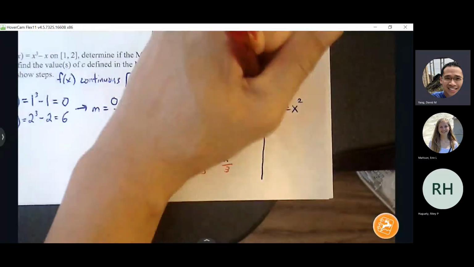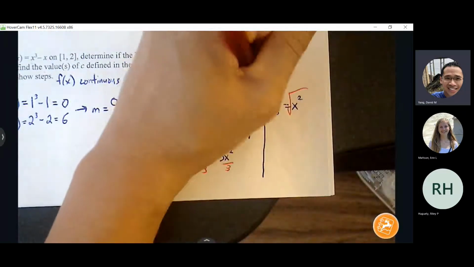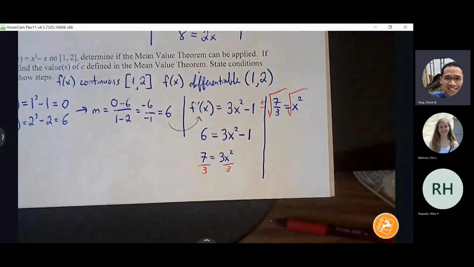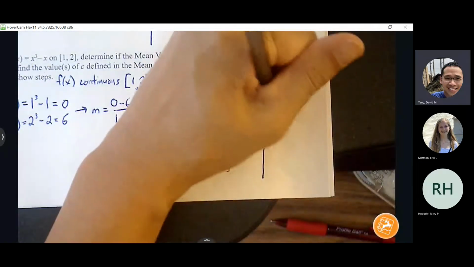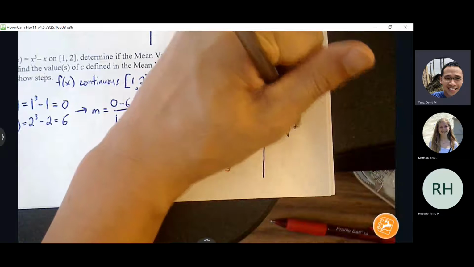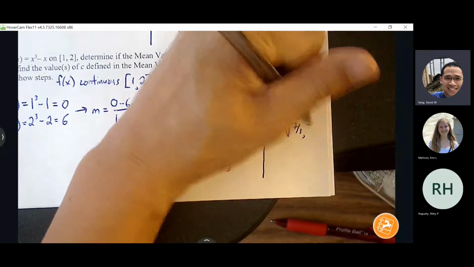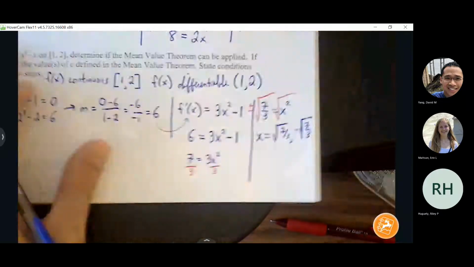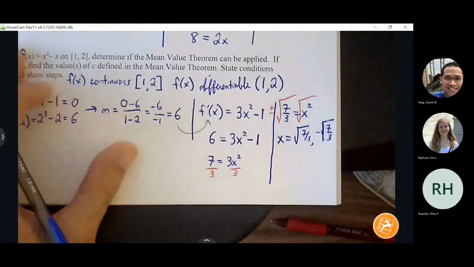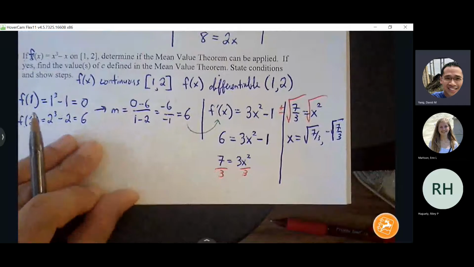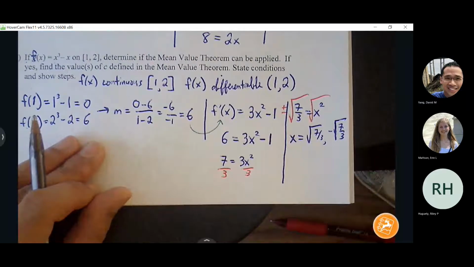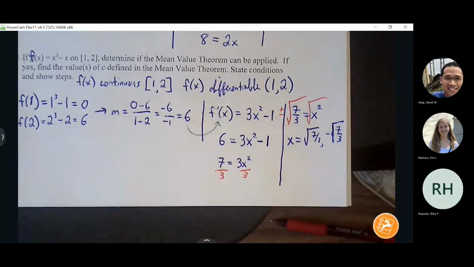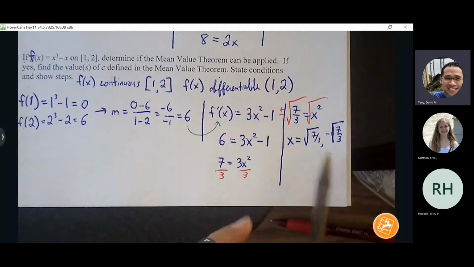Take the square root of both sides. Don't forget there's a plus or minus that shows up when we take the square root of both sides. So we get X equals root 7/3 and negative root 7/3. Okay, is there a decision we have to make at this point? That's right, see which one is inside the interval.